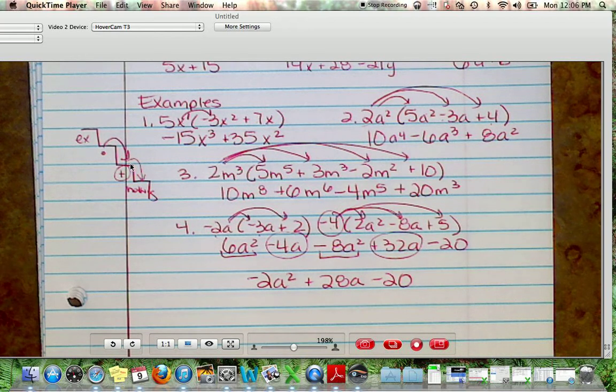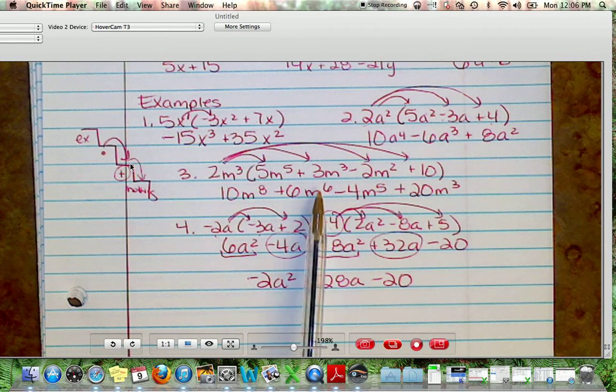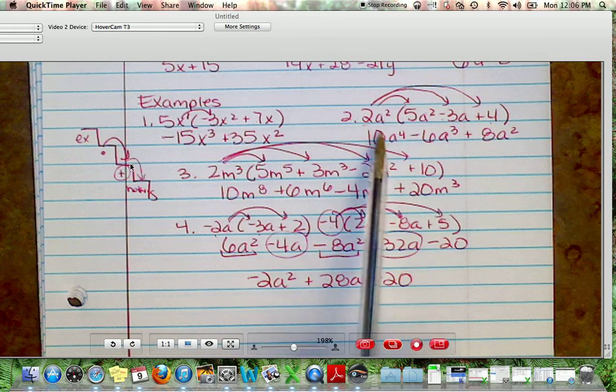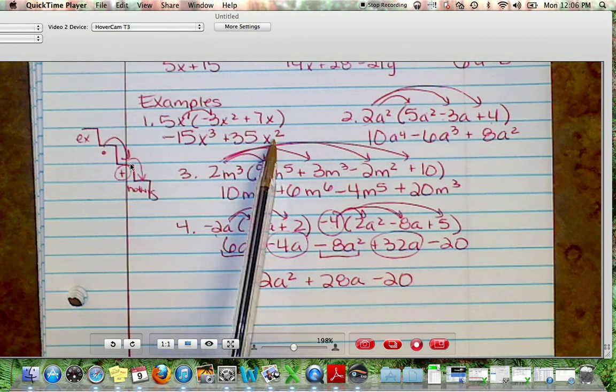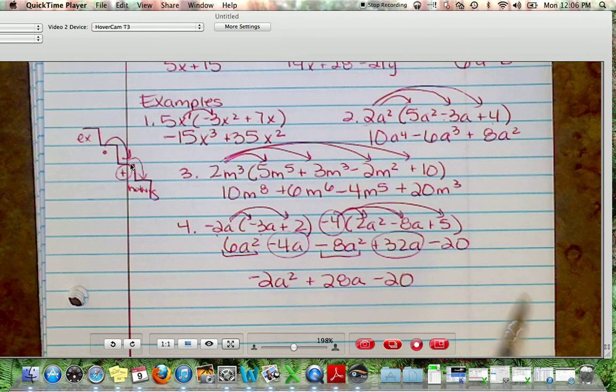Okay? So that's distributing in a nutshell. You may have to combine like terms if the problem requires that. Now here we had m to the 8th, m to the 6th, m to the 5th, m to the 3rd. None of them are alike. And that's what happened in these first two as well. This one, we ended up having like terms, so you should combine them if you ever can combine them.